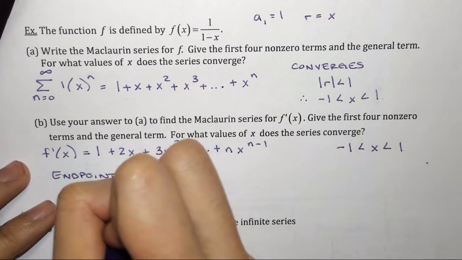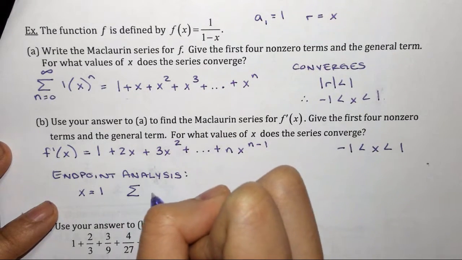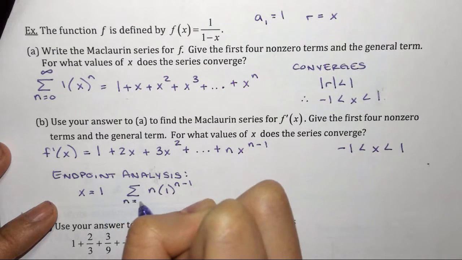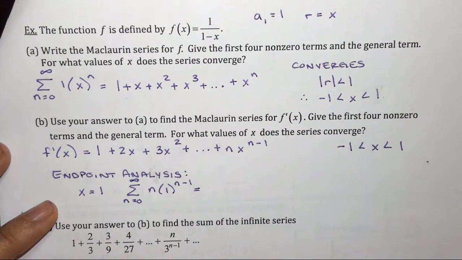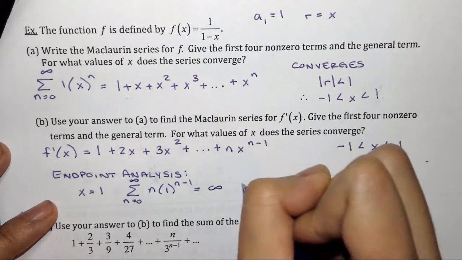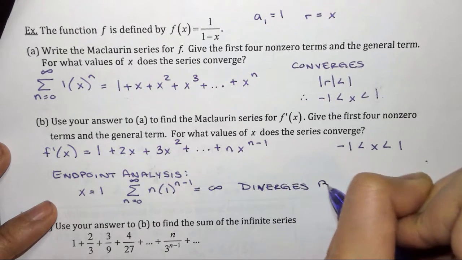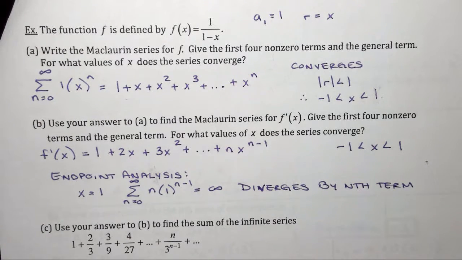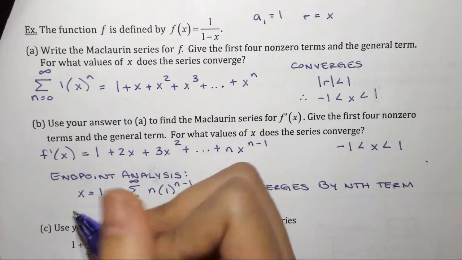So when x equals 1, I plug 1 into my series. And this equals infinity, so this diverges by nth term. Because it's not even alternating, it's just the sum of n. So it's 1 plus 2 plus 3 plus 4 plus 5. And so that's going to diverge by nth term.